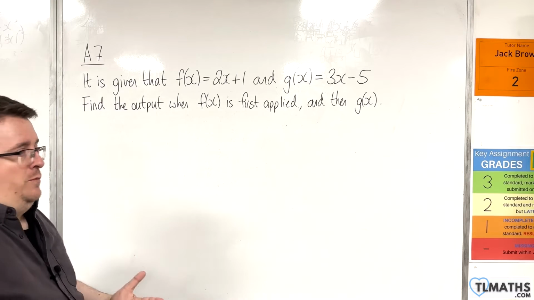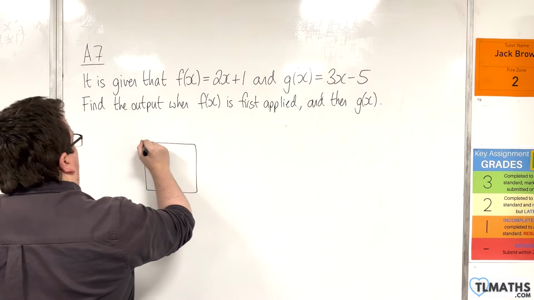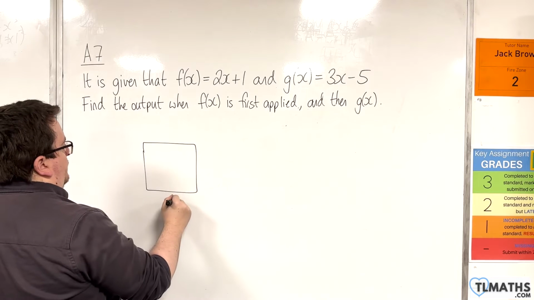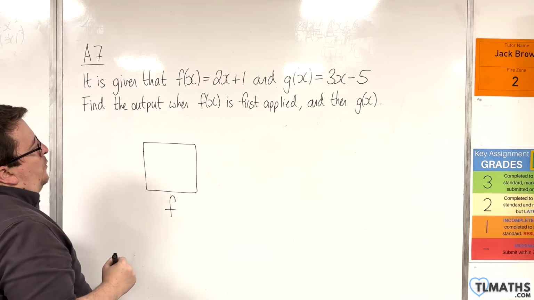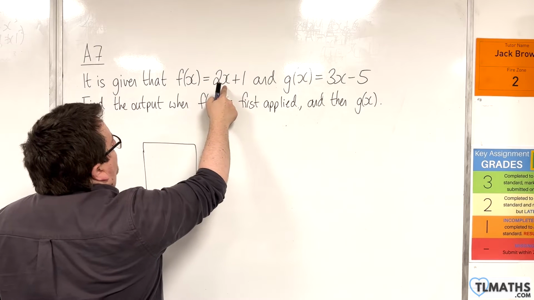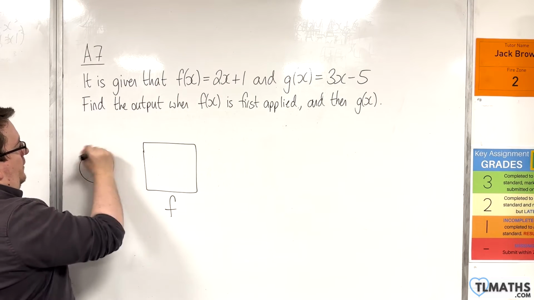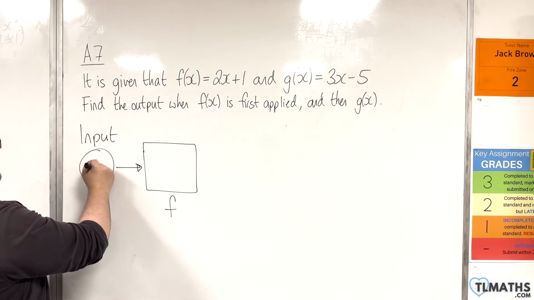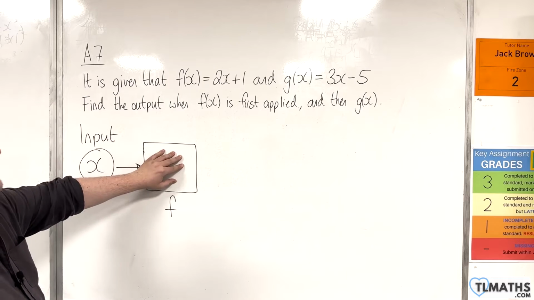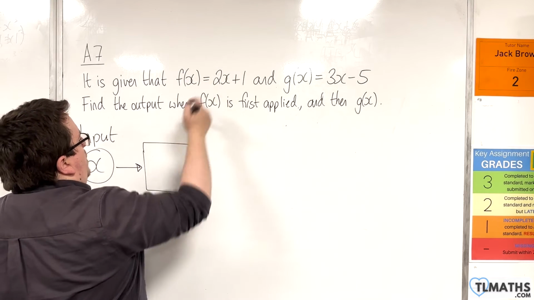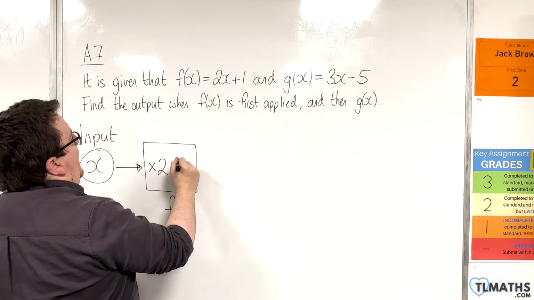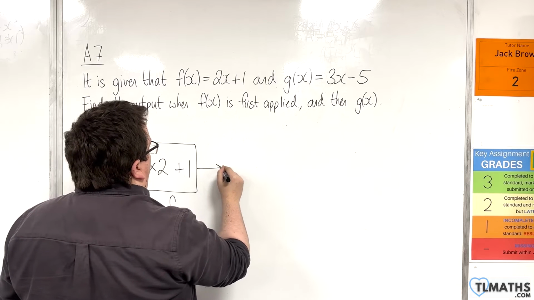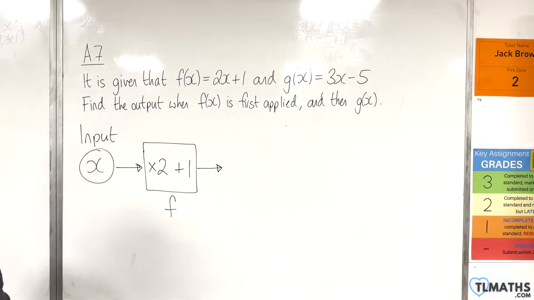So if we go back to function machines, we have one function machine, which we'll call f. And what that's doing is you have to put your input in first, of course. So we're putting our input in, which we'll call x. It goes into f, and what's happening is you are multiplying x by 2 and then adding 1. Okay? And your output is 2x plus 1.